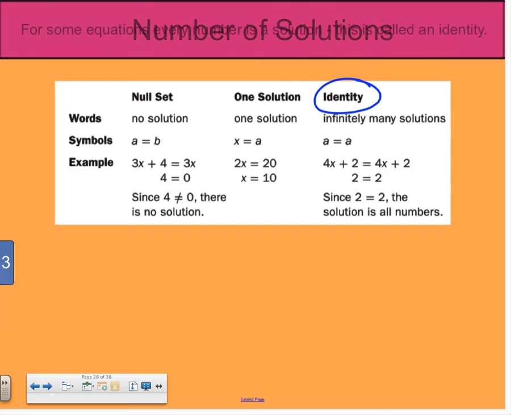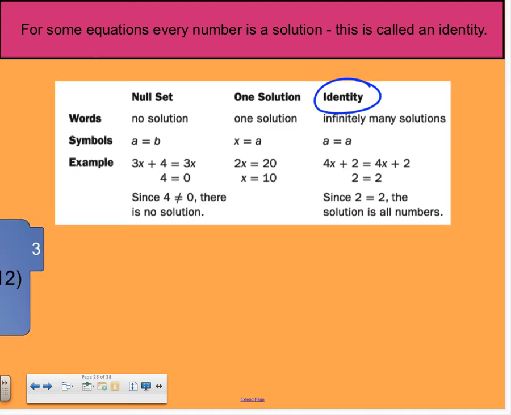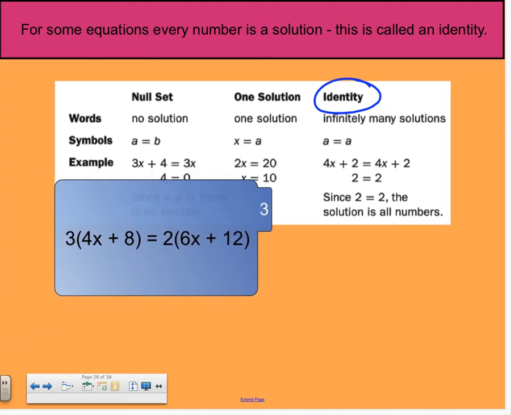All right, so read this along with me, please, after 2, 1, 2. For some equations, every number is a solution. This is called an identity. Okay, so sometimes any number will work. Let me show you what we mean by that. So this may look familiar to you. Let's go ahead and solve this one together.